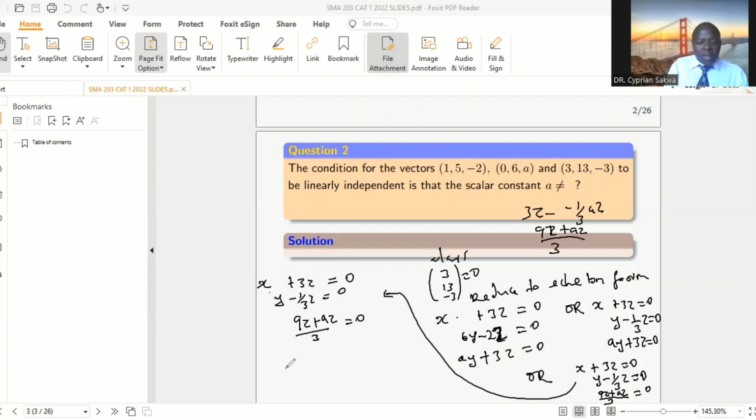Let me just look at the last equation and factorize it. The last equation that I have is 9 plus a, z out of 3 is 0. So you can multiply by 3 on both sides, and when you do that, you have a plus 9.